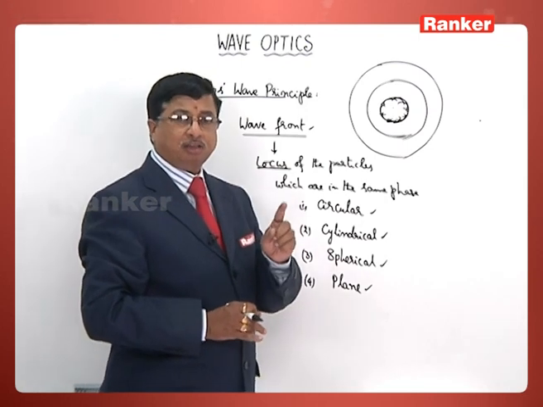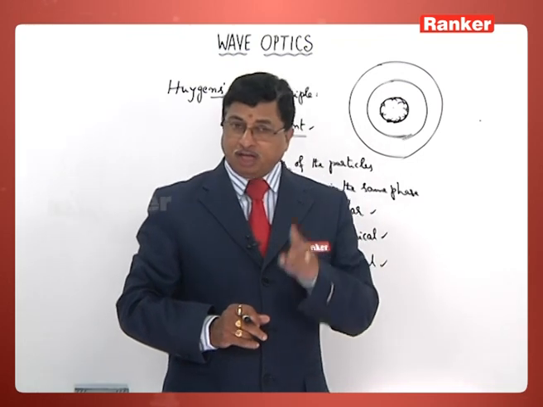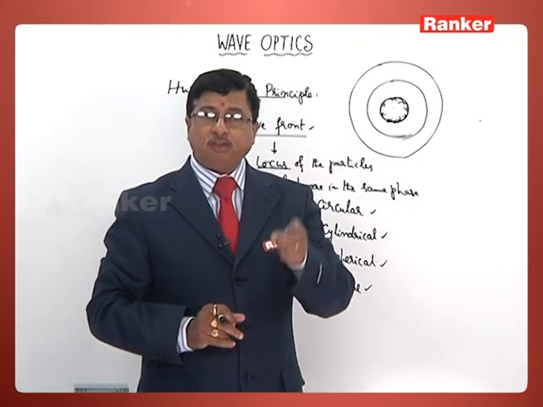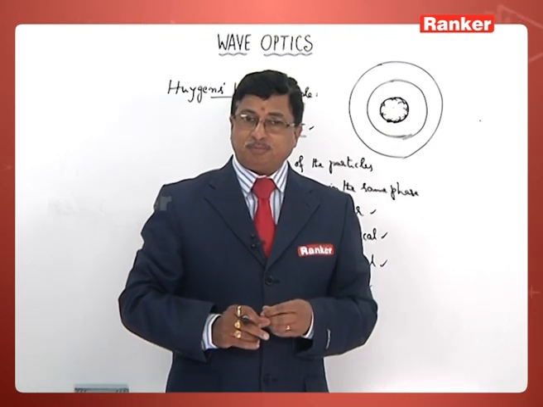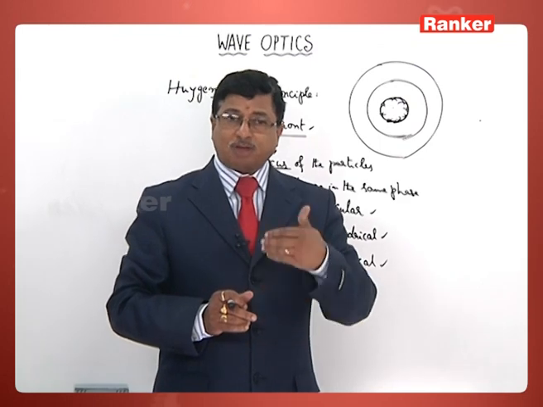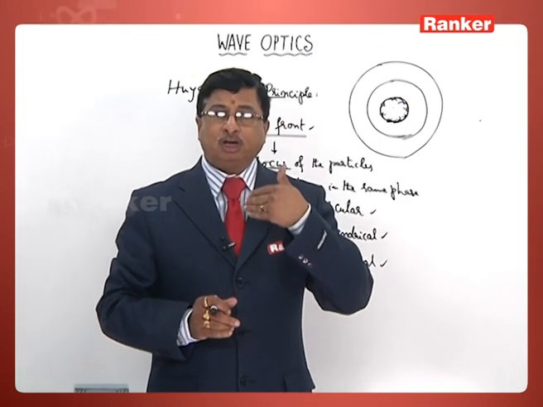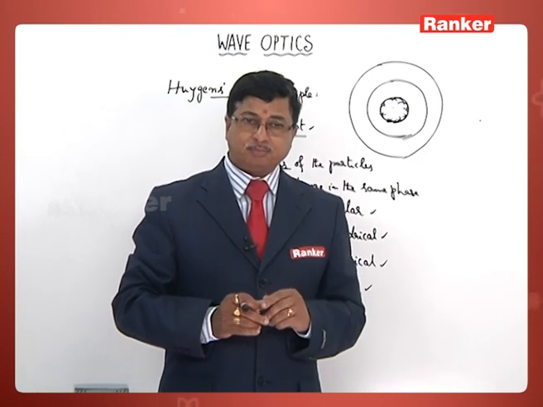Every particle on the primary wavefront behaves as a secondary source of light and will emit secondary waves, which of course travel only in the forward direction. They move forward, they will never come back.